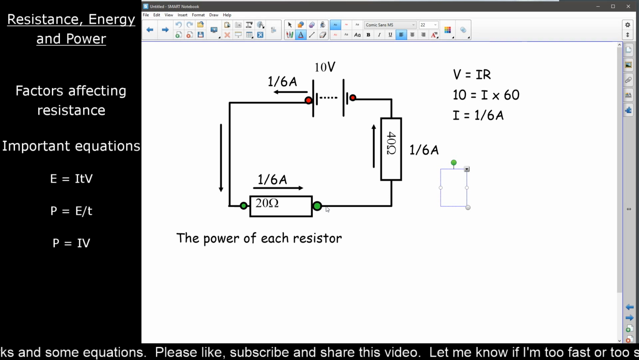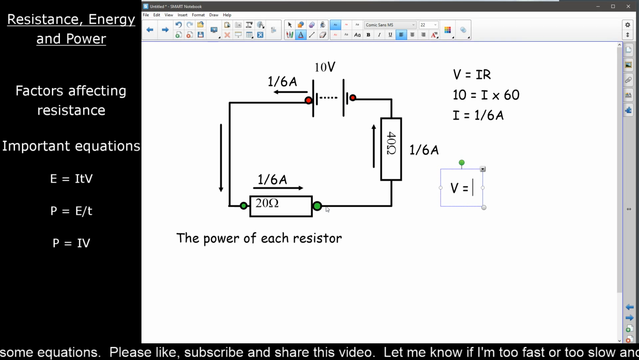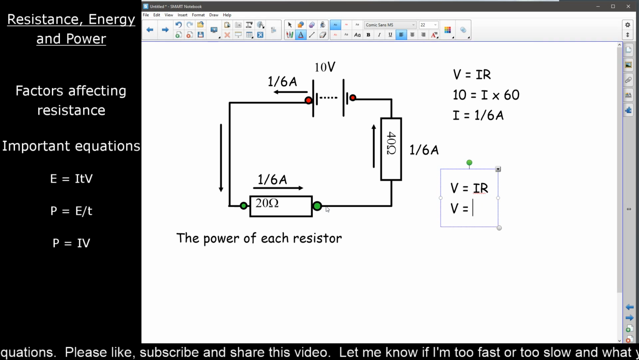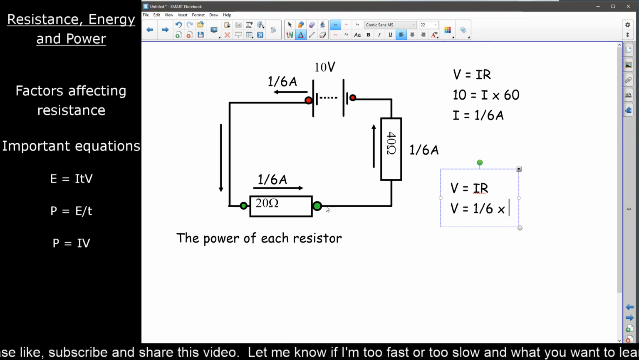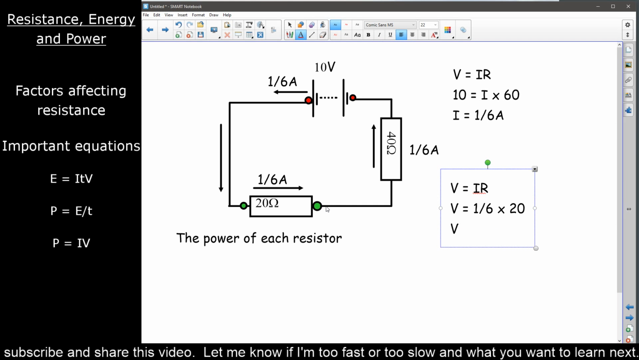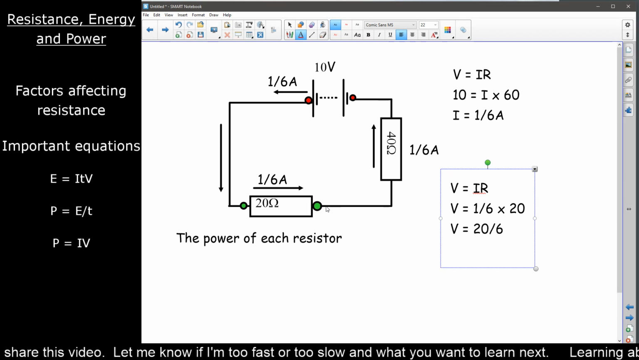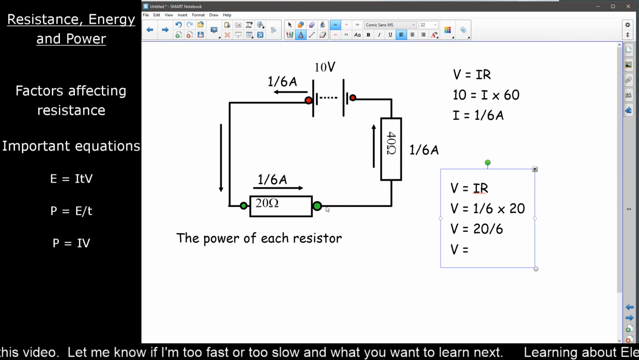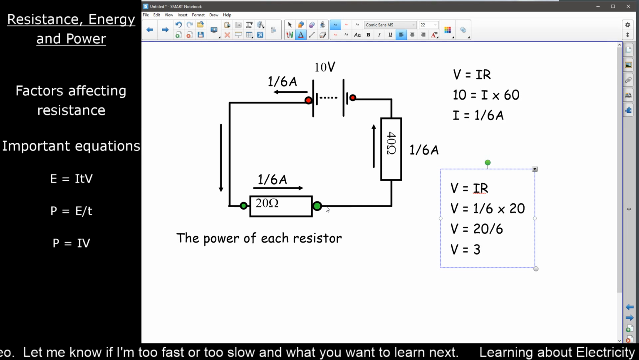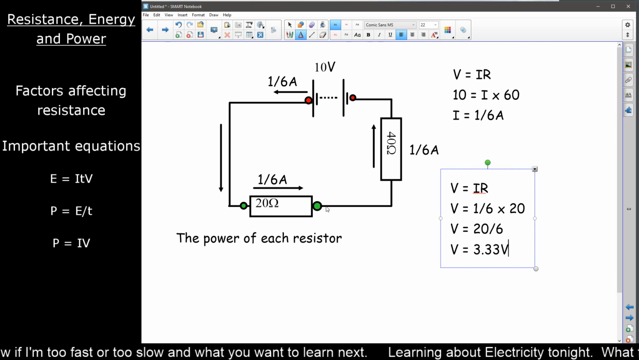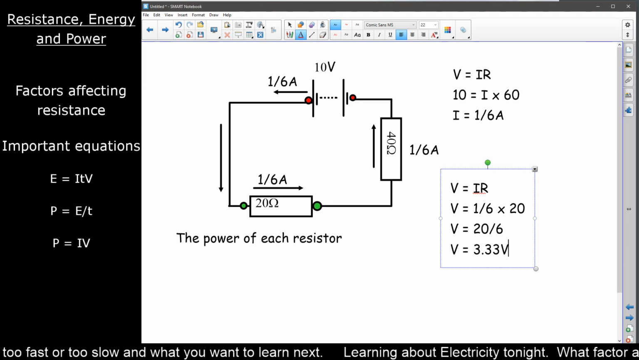So on each side of that, we have V equals IR. So V equals, the current is 1/6 of an amp, so that's 1 over 6, multiplied by the resistance, which is 20. So the voltage is equal to 20 over 6. God, I don't make life easy for myself, do I? So the voltage is equal to 20 over 6, so that's 3 and 2/6, which is 3 1/3, so that's 3.33 volts. I think. I hope so anyway, I'm doing this in my head. Right, over to the other side then.